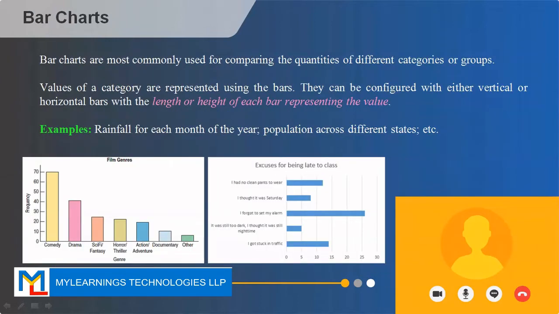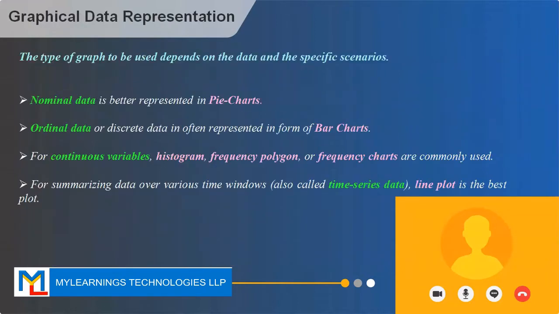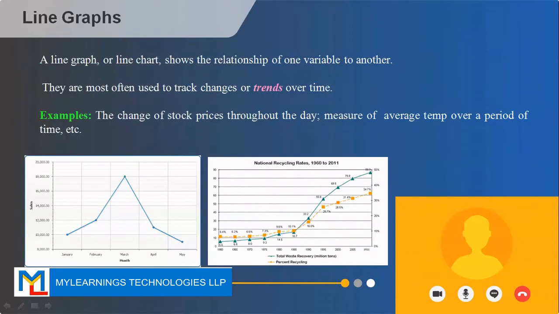Next, we look at bar charts. Bar charts are commonly used for comparing the quantities of different categories or groups, right? We saw in a couple of previous slides that ordinal data, data which can be ranked, is often represented in the form of bar charts.